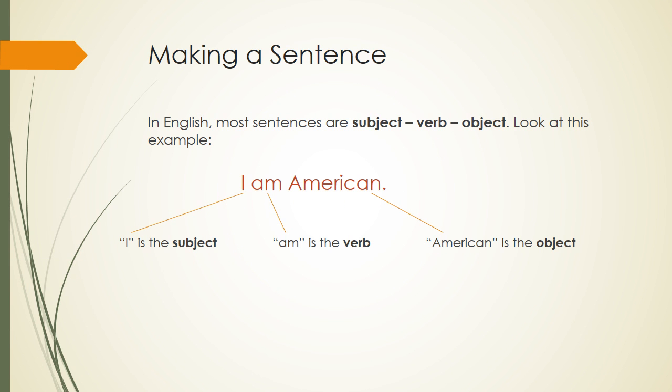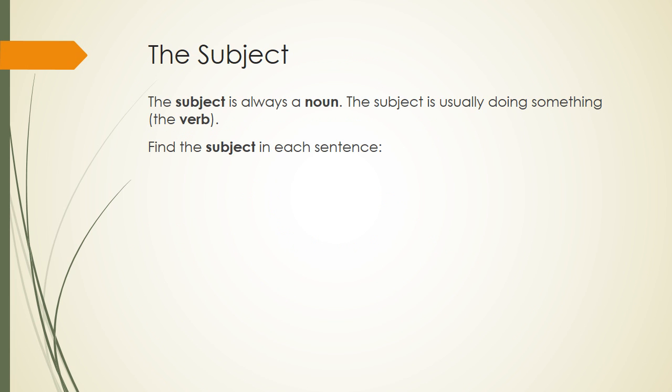Every language is different, but in English, traditionally, the subject is the first word in the sentence. Then you see the verb, and last you have the object. So look at this example sentence. I am American. I is the subject, am is the verb, and American is the object.